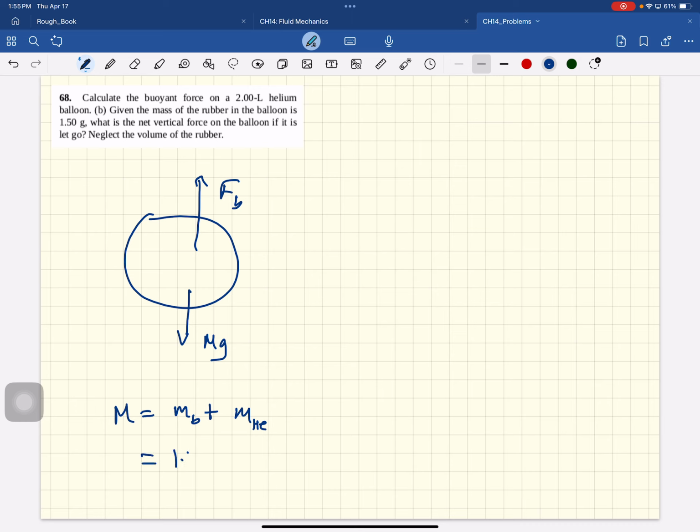And the mass of the balloon is 1.5 grams. And what is the mass of helium? How do we find the mass of helium? Okay, 1 mole of helium weighs 4 grams. And how much does 1 mole of helium occupy, volume-wise? 1 cubic meter? No. There you go. Thank you, my friend. 22.4 liters. A mole of a gas at STP occupies 22.4 liters. Okay.